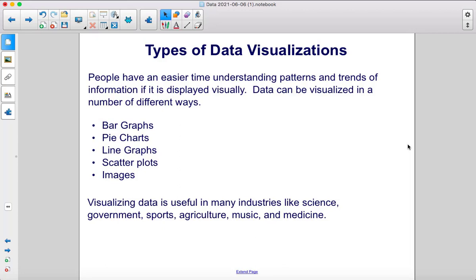People have an easier time understanding patterns and trends of information if it is displayed visually. Data can be visualized in a number of different ways, including bar graphs, pie charts, line graphs, scatter plots, and images. Visualizing data is useful in many industries like science, government, sports, agriculture, music, and medicine.